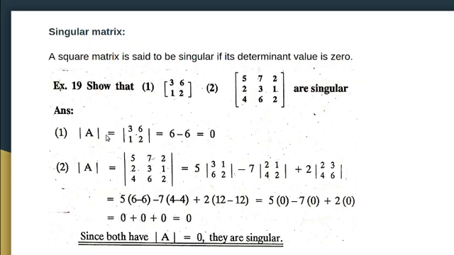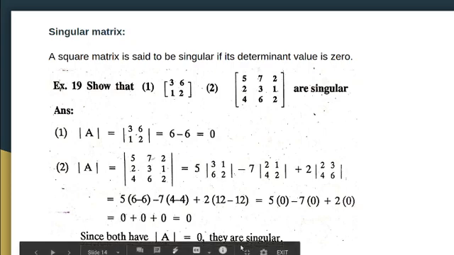So in the first case, we find the determinant value of the first matrix. Finding the determinant value, it was found that the value is 0. So the first matrix is singular. Then finding the determinant value of the second matrix, it was also proved that the value is 0. So both matrices are found to be singular since their determinant value is 0.